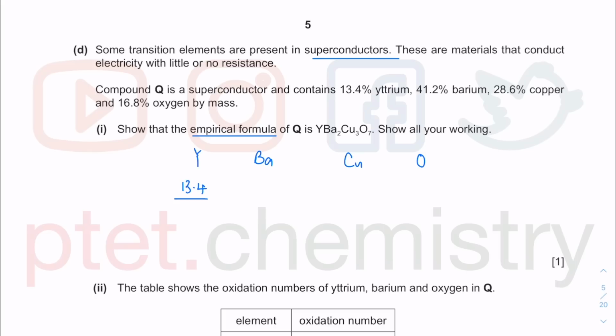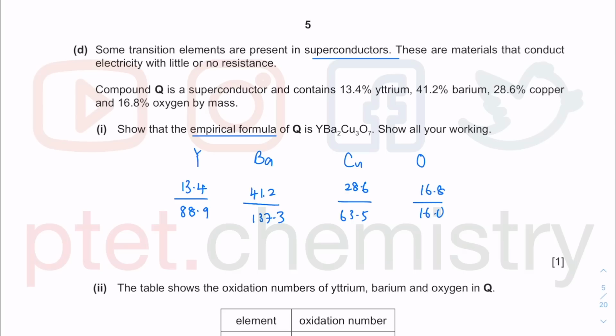13.4 divided by yttrium. Yttrium is just below scandium in group 3. So not group 13, but group 3. So make sure you know your new periodic table. Barium is group 2, so 41.2 divided by 137.3. Copper there is 28.6 divided by 63.5. And last but not least, we have 16.8 divided by 16.0.